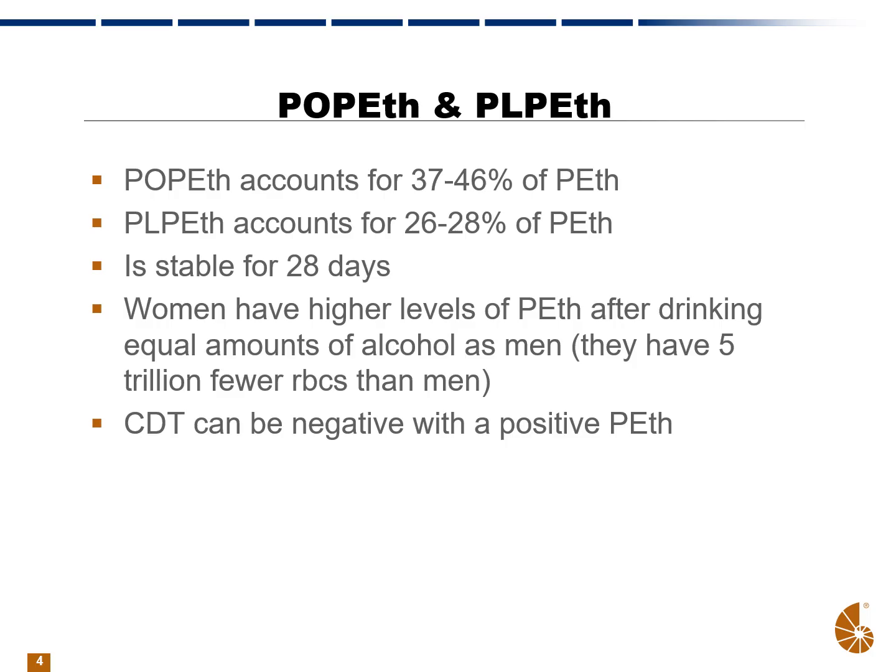So the first one accounts for about 37 to 46% of PEth, and the second one accounts for 26 to 28% of PEth. Stable for about 28 days. Women have higher levels of PEth after drinking equal amounts of alcohol as men, since they have fewer red blood cells in their body. They have approximately 25 trillion red blood cells, whereas men have approximately 30 trillion. And a CDT test, if that happened to be ordered, could be negative, but still have a positive PEth test. So PEth is a very durable test that we could use.